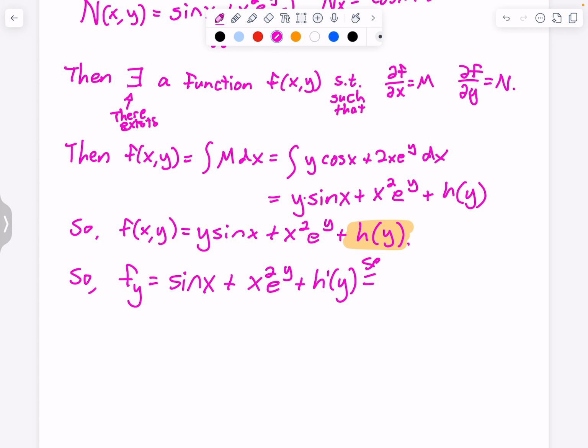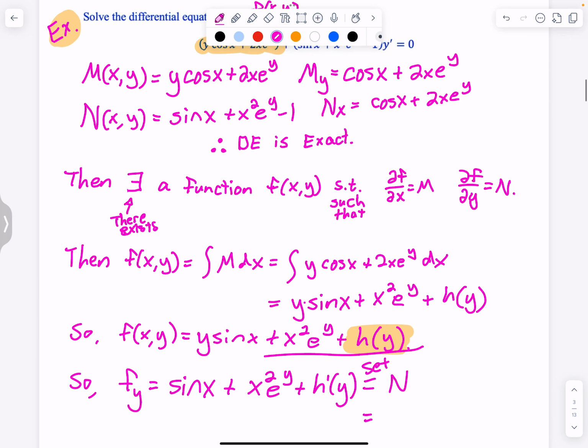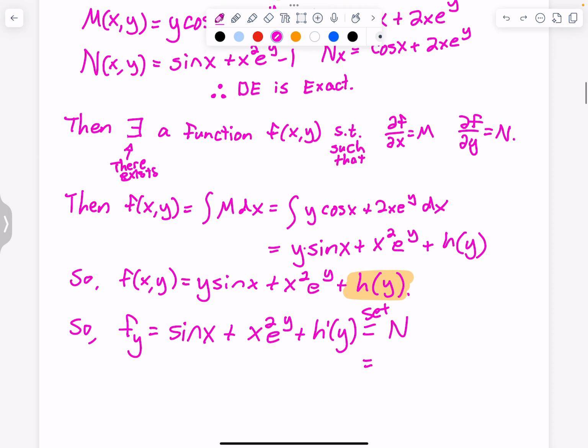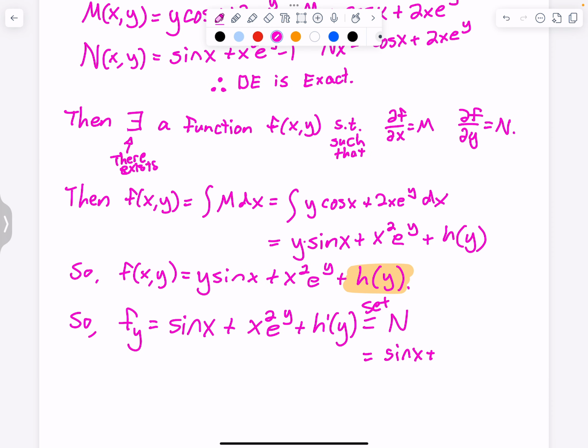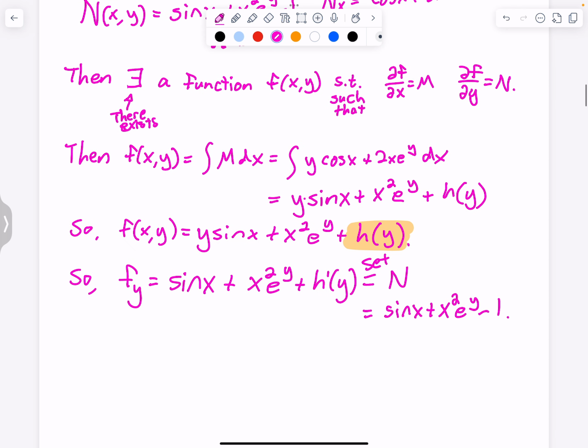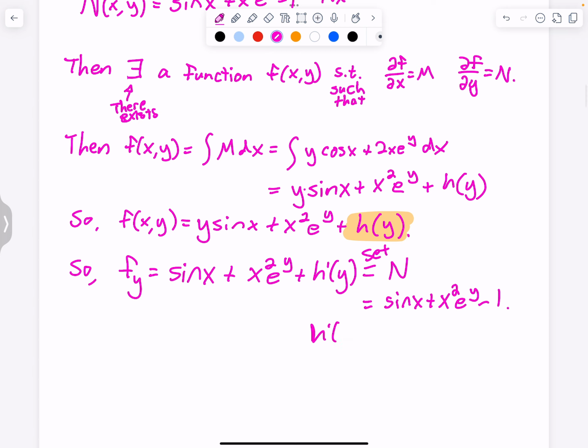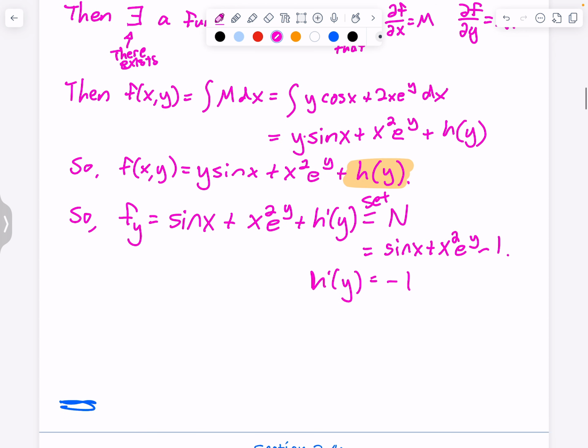Then I'm going to set this equal to n because I know they have to be the same, right? If I had my original function and I took the derivative with respect to y, then I should get n. So I'm going to set it equal to n, which is sine x plus x squared e to the y minus 1. So that would mean that h prime of y is equal to -1. Everything else canceled. In this step, you should only end up with y's. If you end up with an x, you did something wrong or it wasn't exact and you messed up.